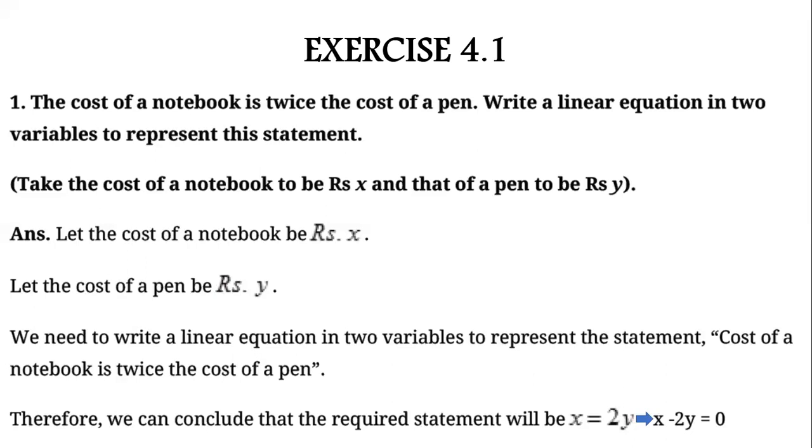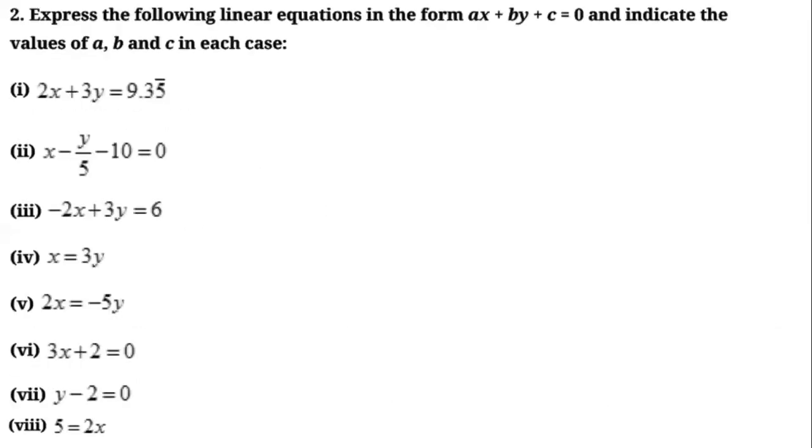We need to write a linear equation in two variables to represent the statement, which we can conclude will be x is equal to 2y. And if I bring 2y onto the LHS, my final equation will be x minus 2y is equal to 0. So x minus 2y is equal to 0 is a linear equation in two variables representing the given statement. Now let us get into the next question.